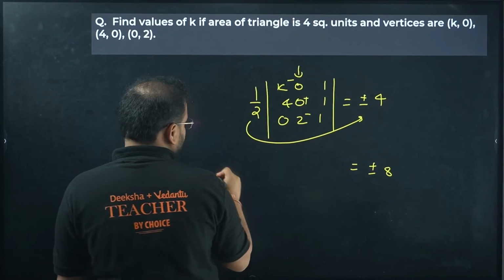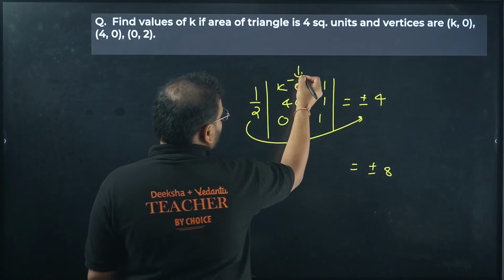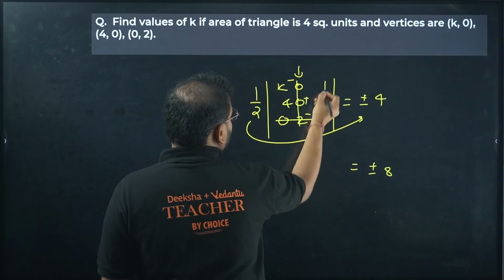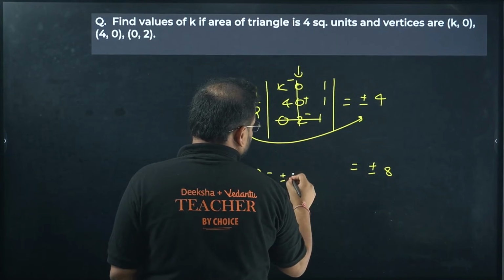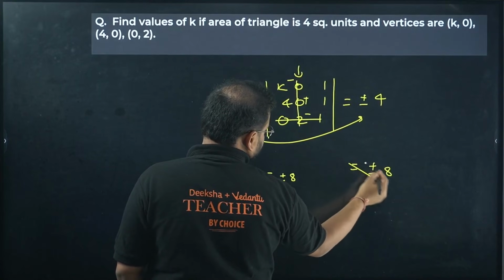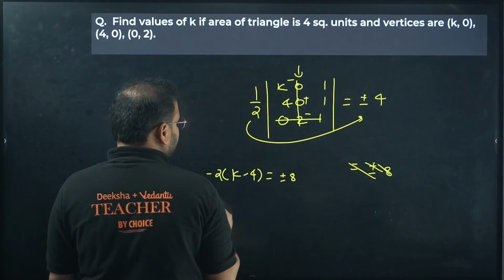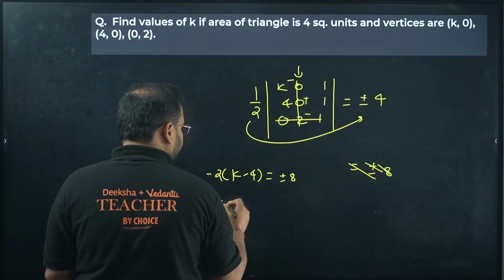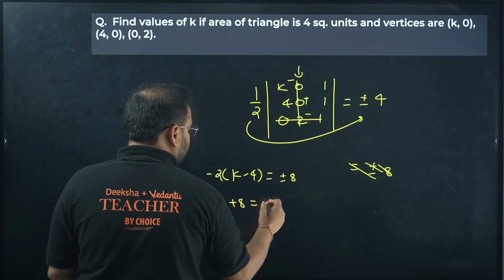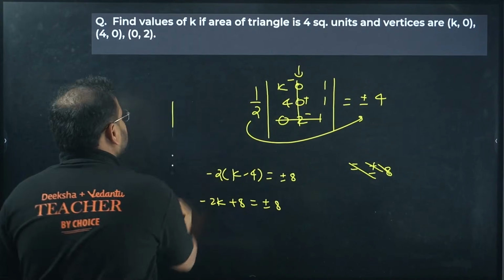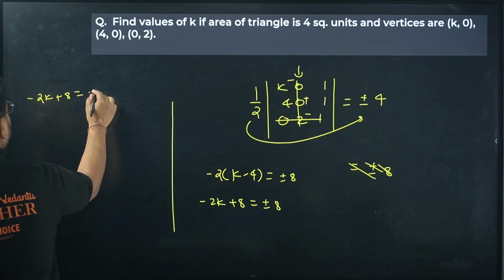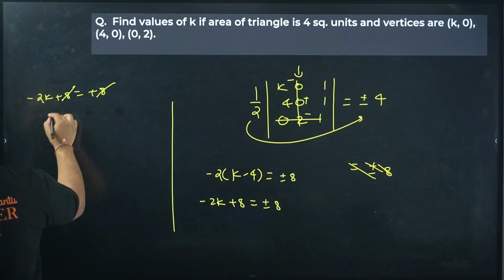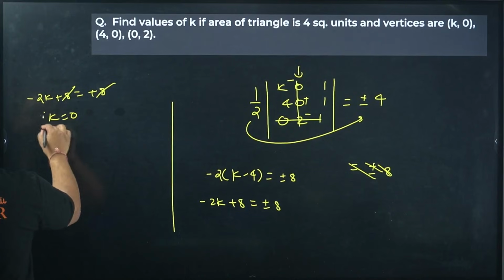So you get here minus 2 times, remove this particular row and column, you get k minus 4, and you get this as plus minus 8. Solve it, then. I get here minus 2k plus 8 equals plus minus 8. Now I have two results. I'll use two conditions. Minus 2k plus 8 equals plus 8. So 8 cancels. I get k value as 0.